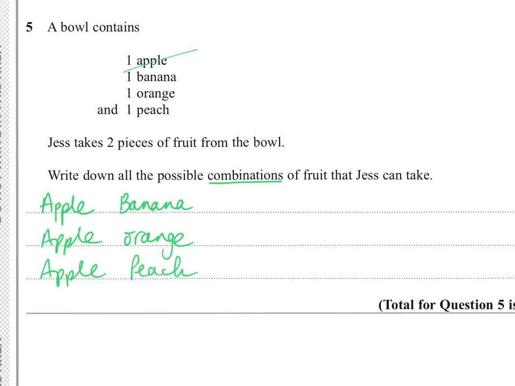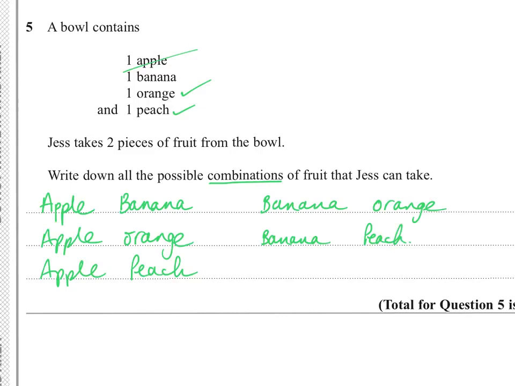So we can kind of cross apple off our list as our beginning piece of fruit, and then we can go to banana, and then on to orange. Don't forget, we wouldn't write then orange then banana, because that's been counted already. So banana, orange will do for both of those. And then we can go banana and then peach.